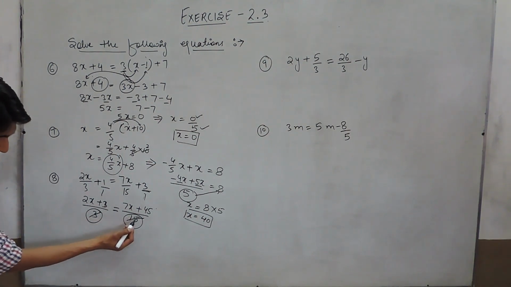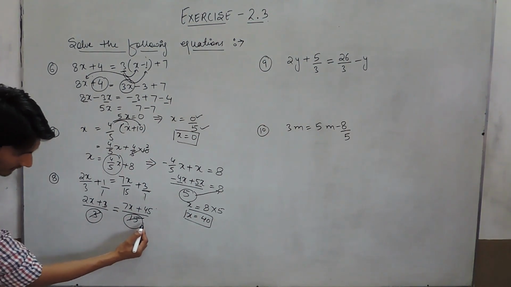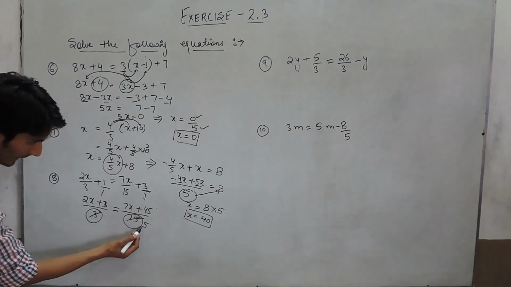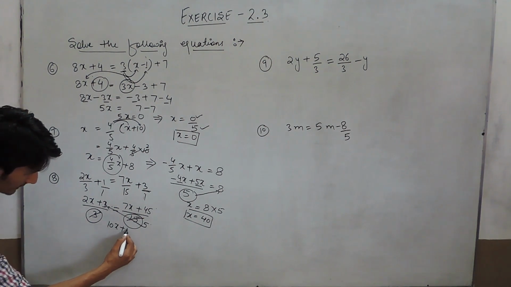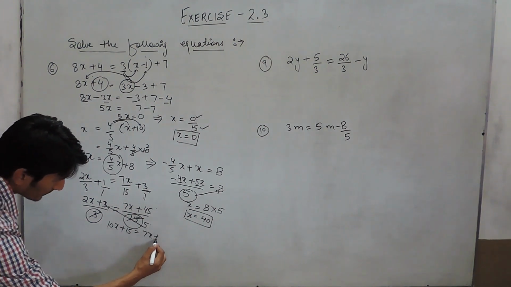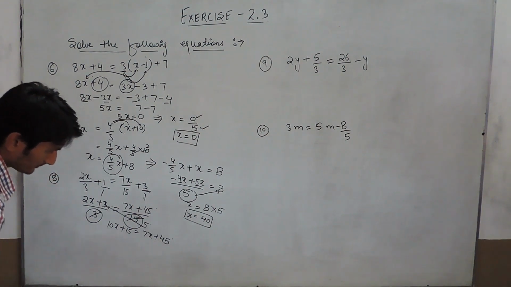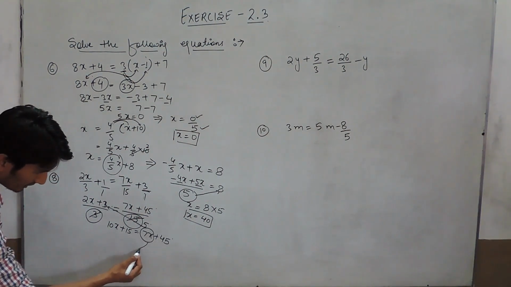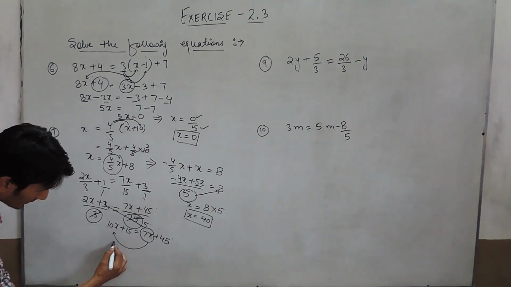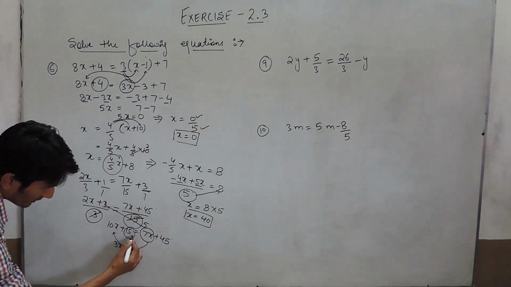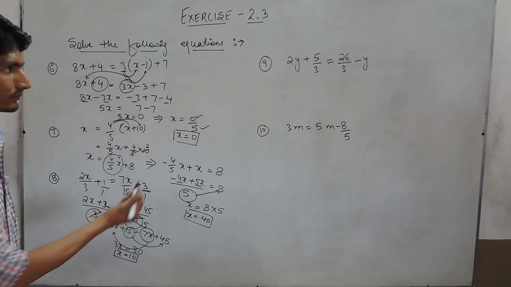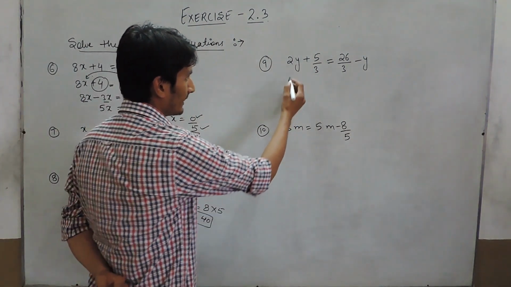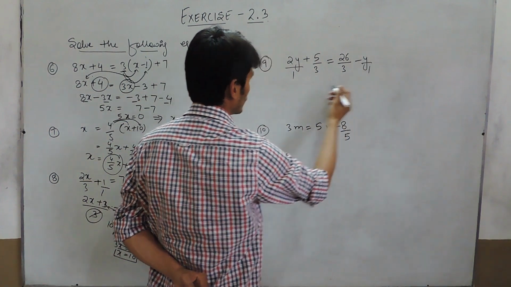So when this denominator cancels out it will give 5, and when cross multiplying it will give 10x plus 15 equals to 7x plus 45, and when this is shifted to this side it will give 3x, and when this is shifted to that side it will give 30, so x would be 10. In question number 9, again we have to take the LCM.